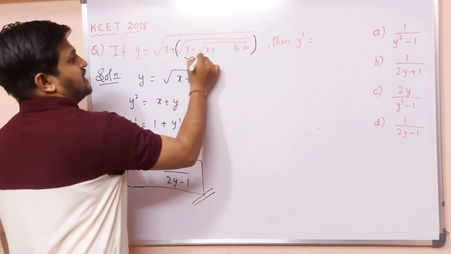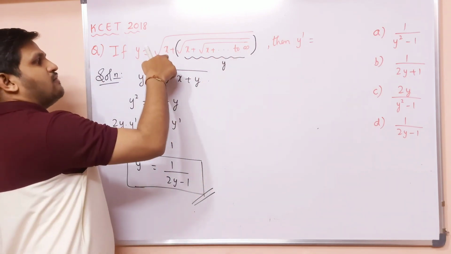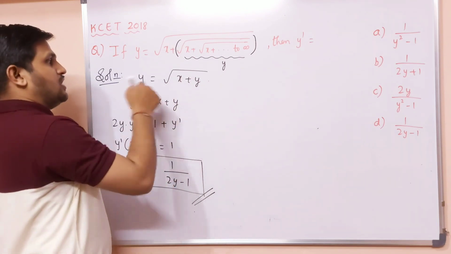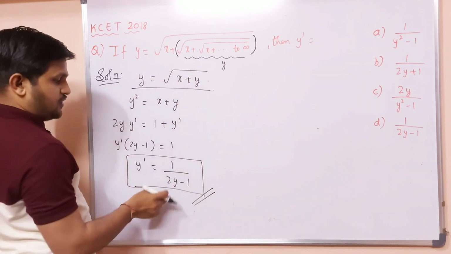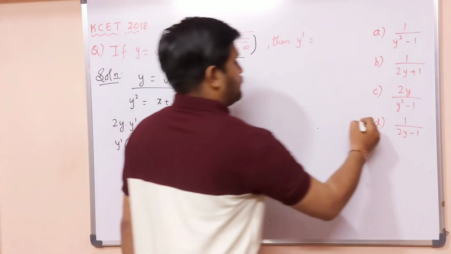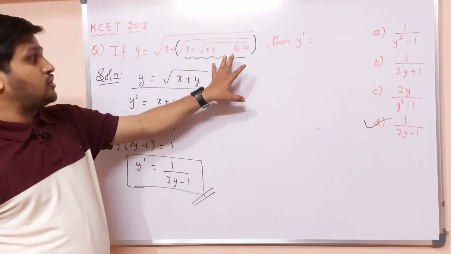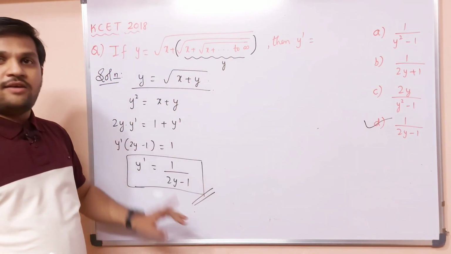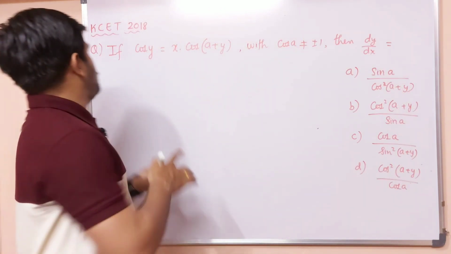So considering this as y itself, because it goes up to infinity, even if you take one term it does not affect. So therefore it has been simplified as root of x plus y. Differentiate this and check the option which is the right option. Option D is the right answer. So note this, for all this form of questions, apply the same pattern, you will get it. Okay, let's look at the next question.